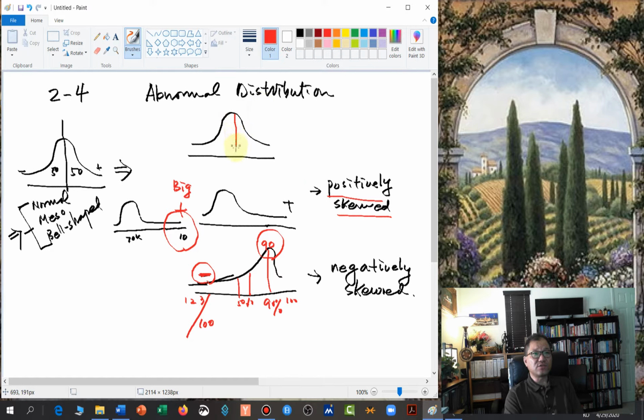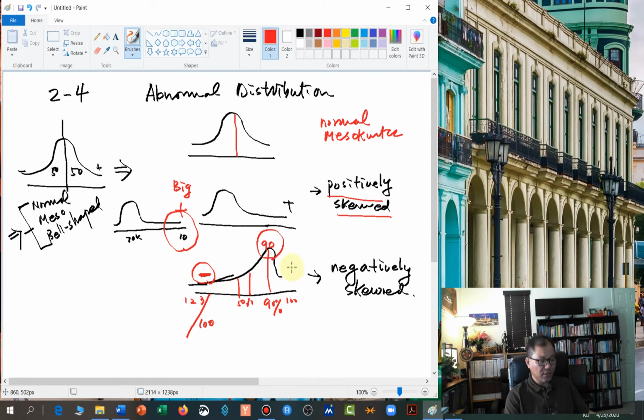Let's go back. This one is still normal distribution, mesokurtic. Again, a distribution can be stretched out to the right side. Right side, that is positively skewed. And in this case, numbers will be distributed to the left side. That is negatively skewed. What if I ask you to do push-ups in class?